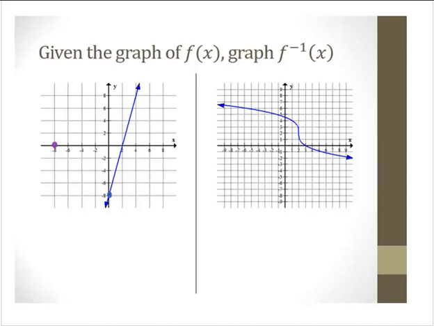I have the point 2, 0. Then the inverse would have the point 0, 2. I have the point 4, 8. The inverse would have the point 8, 4. Now, our given function was a line, so it seems reasonable that the inverse would also be a line, and so in purple, there's the graph of the inverse function, f inverse of x.